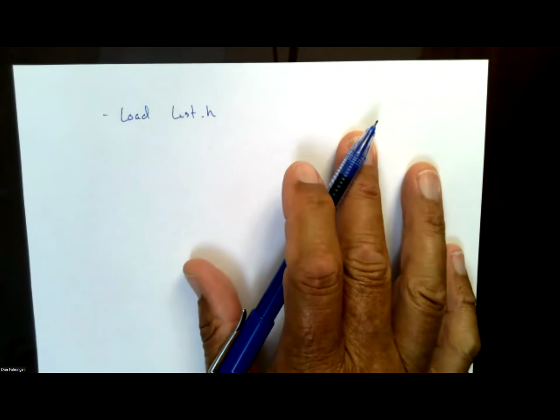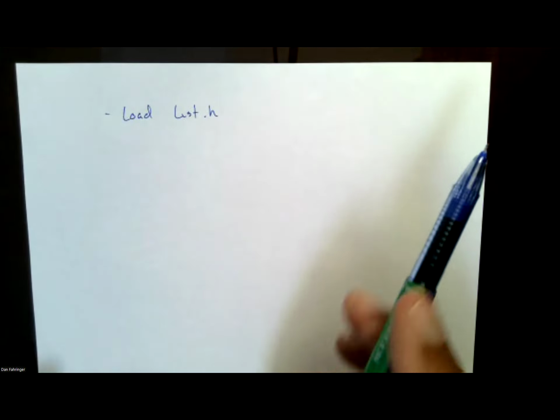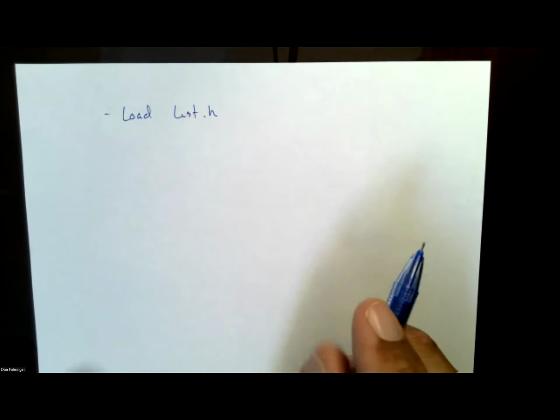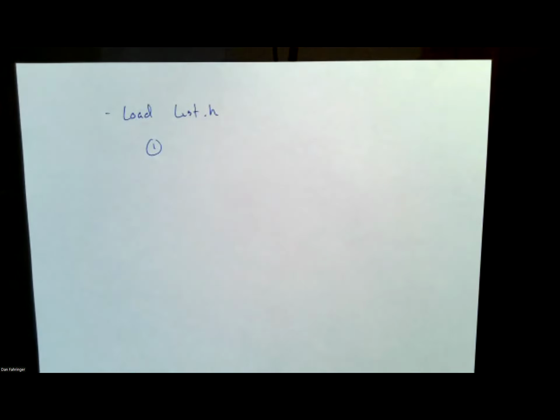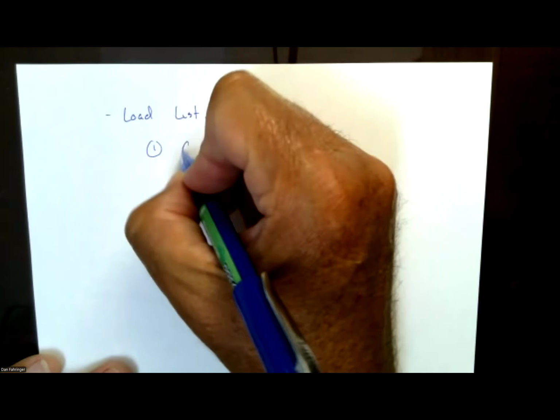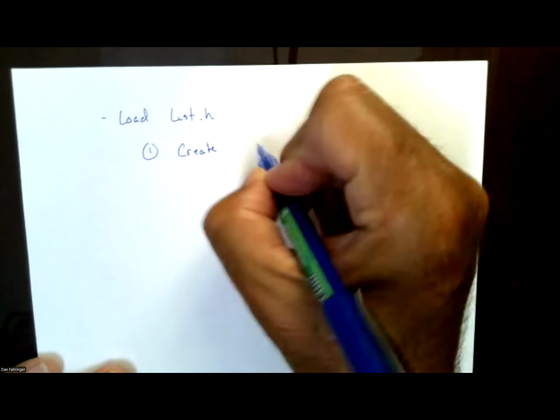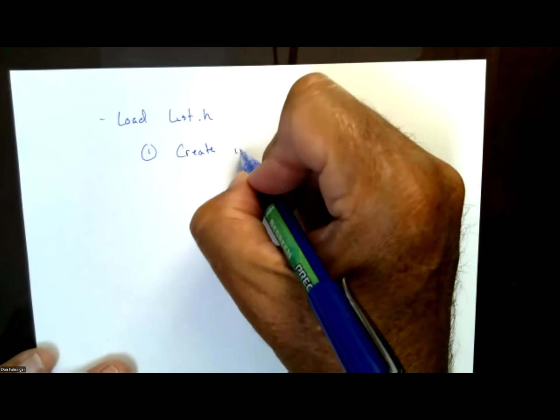Okay, so the rest of the class, 45 minutes, is going to be a group project. You're given list.h, that's kind of good. We need to create the implementation file.